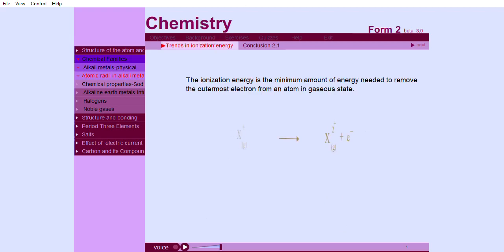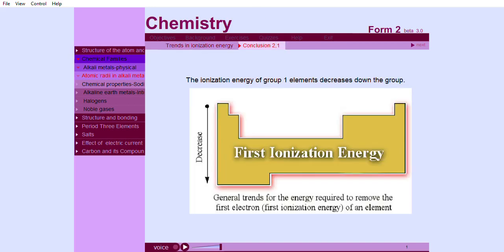The ionization energy is the minimum amount of energy needed to remove the outermost electron from an atom in gaseous state. The ionization energy of group 1 elements decreases down the group.